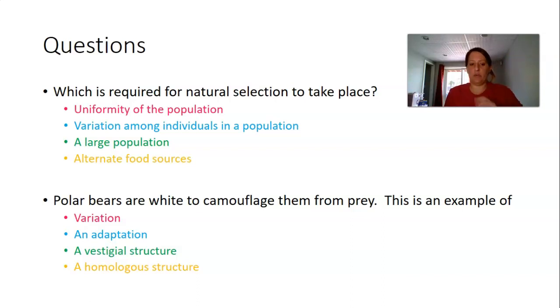So hopefully you answered that the white color of their fur is an adaptation, okay? Helping them to camouflage themselves from prey, helping them to feed better. Definitely going to be an evolutionary advantage and an adaptation for sure. It's going to increase their success in their particular environment, right? They're on that background of white, ice and snow.